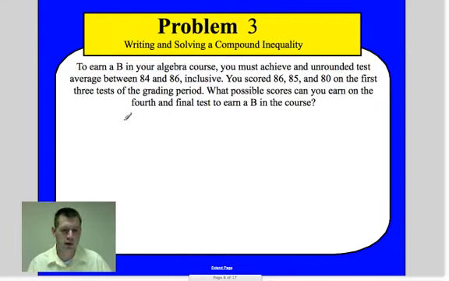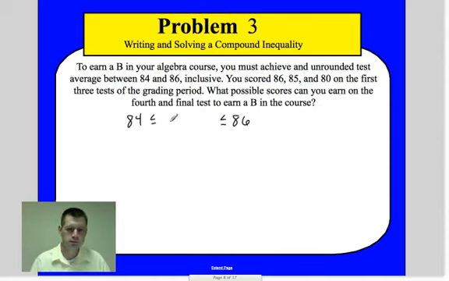So let's start thinking about this. What I need is a score between 84, so I want it to be the least that it could be, and the greatest that it can be is an 86. Inclusively means that it's or equal to. Well, we're talking average, so I want my average to be between that. Okay, so this is kind of your setup. Well, how do we find average?